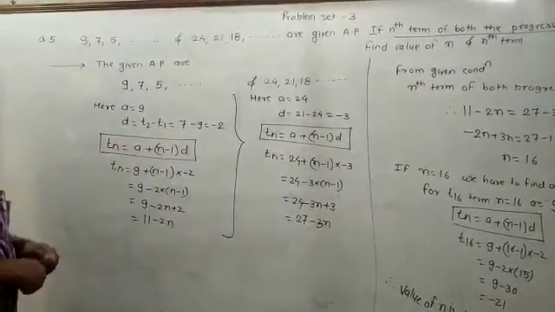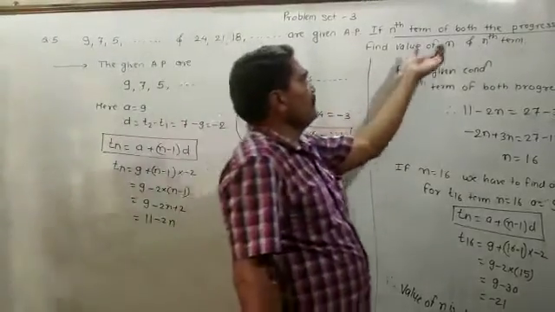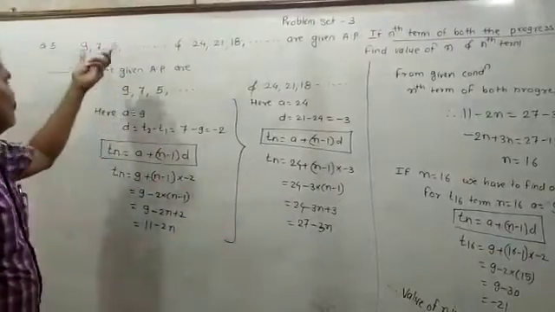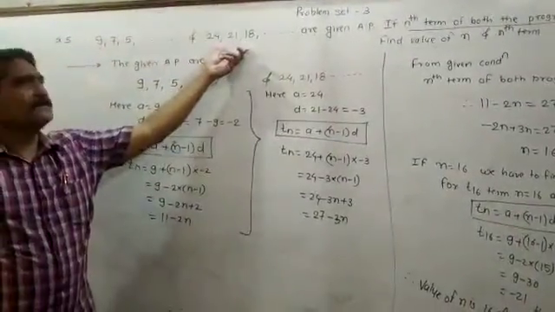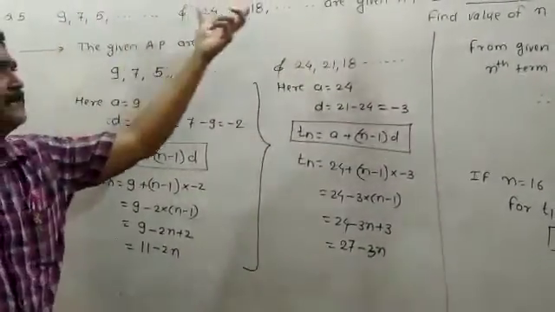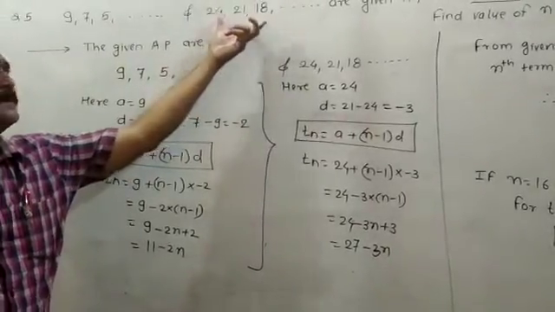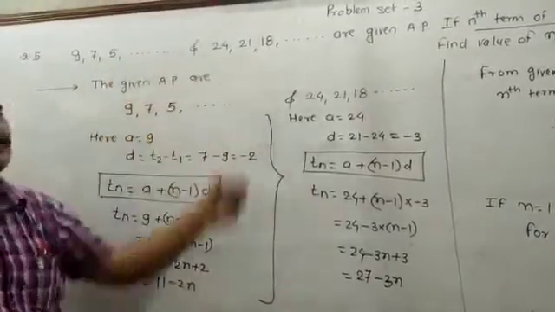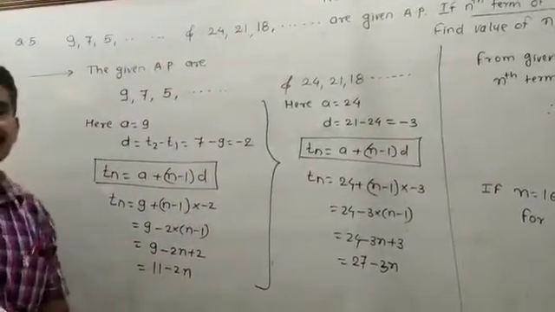So for that, if the n-th term of both the progressions are equal, at that time you have to find out the Tn of this sequence, you have to write the Tn of this sequence, and after getting the Tn of both the sequences, you have to equate the Tn of both the sequences. At that time you will get the n.